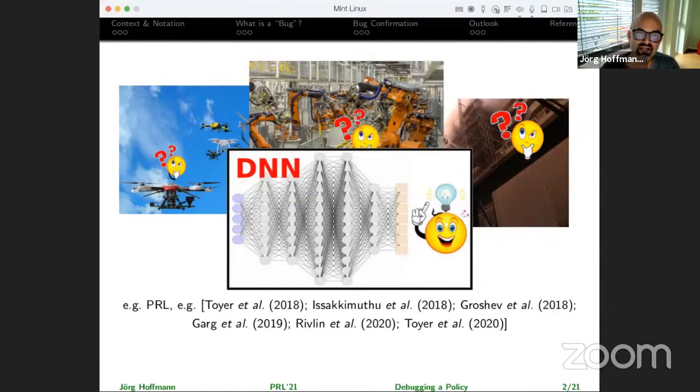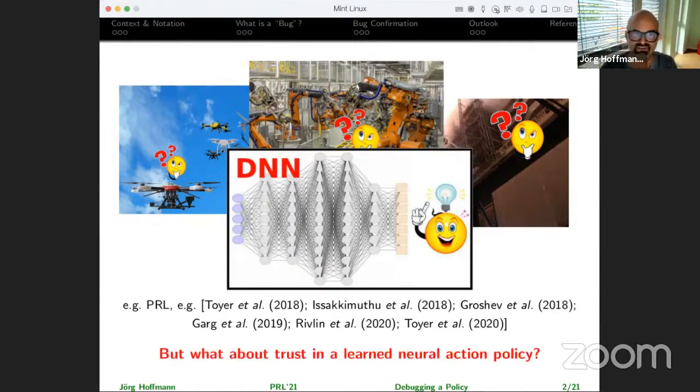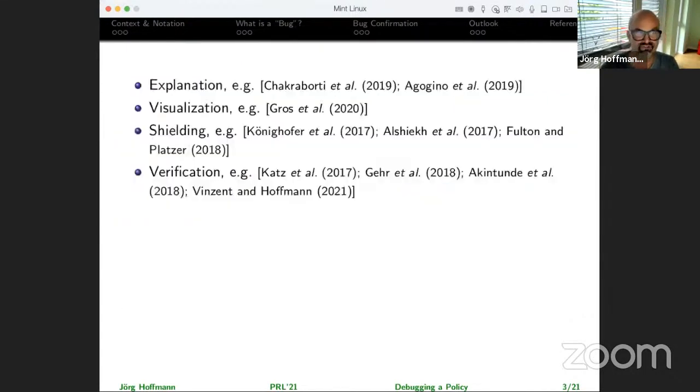Now, the question we are asking is, if we are supposed to just execute that policy, that neural network, in our disaster that's surrounding us, how are we supposed to get trust that it's actually going to do the right thing? Now, of course, we're not the first people to ask that question. There's lots and lots of approaches that can help with this, and lots of work has already been done in the ICAPS and large AI community.